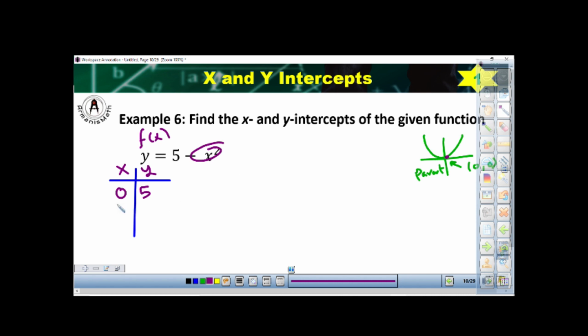And let me see, what if I put 0 for y? Interesting. So think with me now, the y is 0. So 0 equals 5 minus x squared. Well, you could add the x squared to both sides, so you can deal with a positive x squared, and that's what I would do. Positive x squared, positive x squared. Basically, you're going to end up with x squared equals 5.